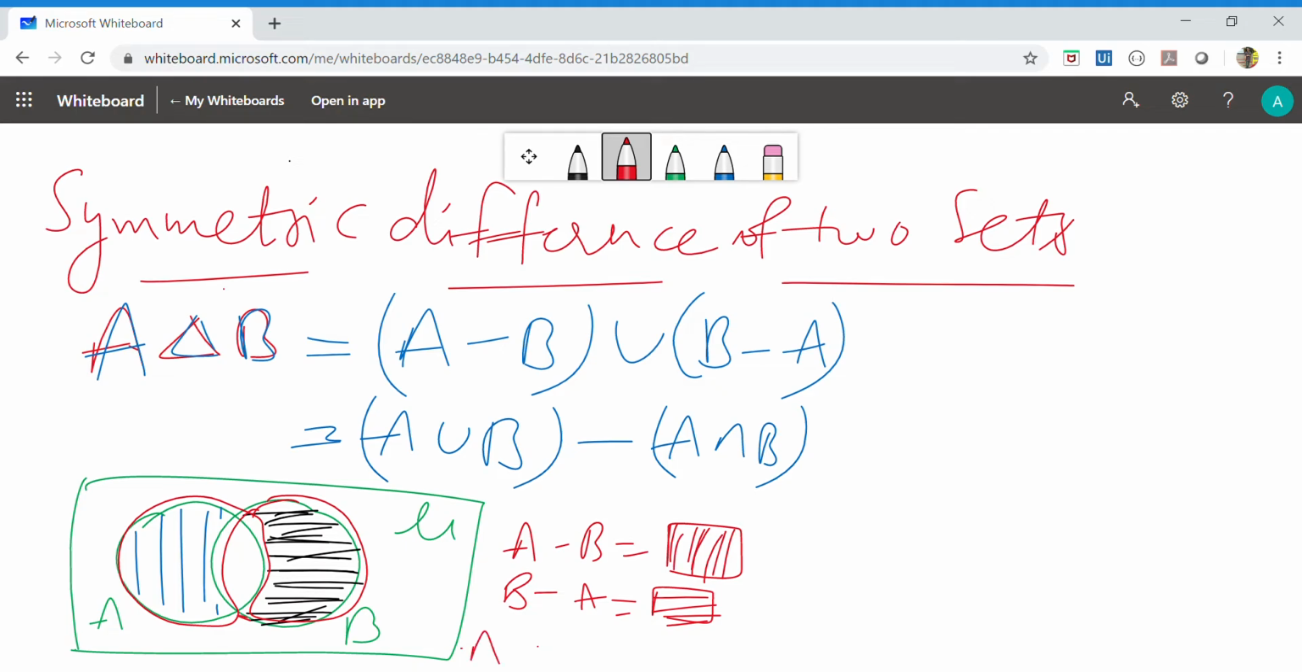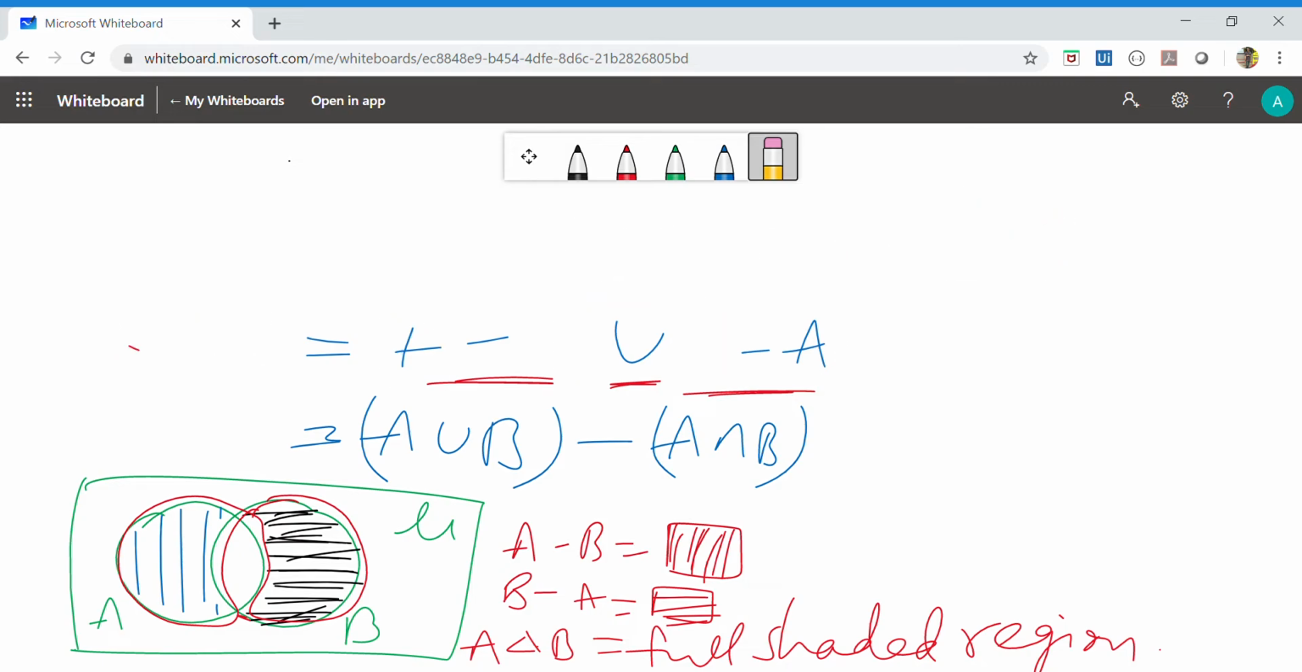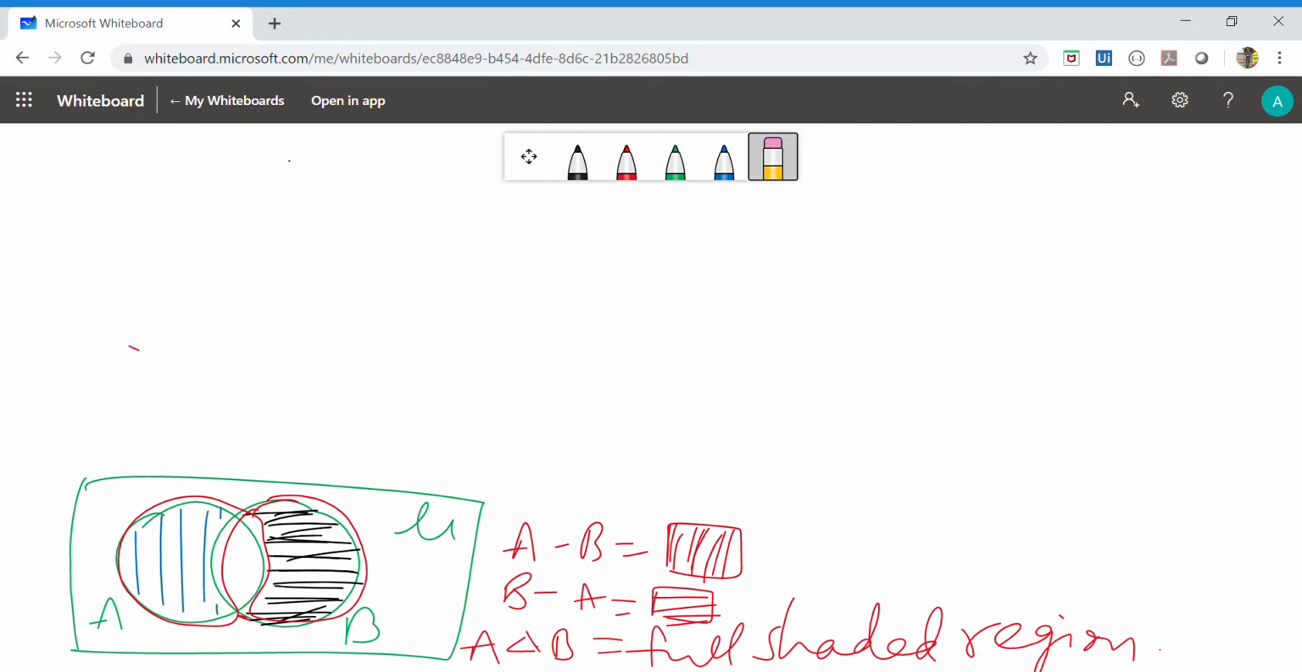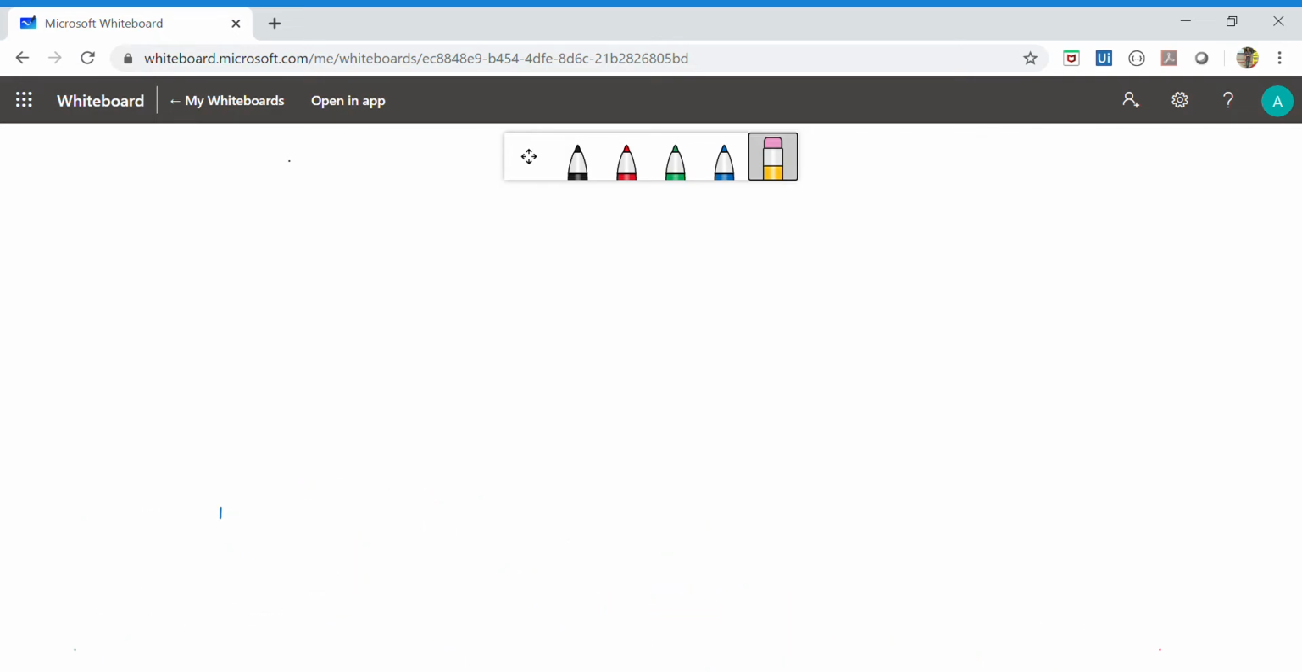Then what is A delta B? A delta B is equal to A minus B union B minus A. Union means the full shaded region. So this is the symmetric difference. So union is all elements together without repetition. Intersection means only repeated elements once. Next, difference means the elements belong to the set A and do not belong to the set B.